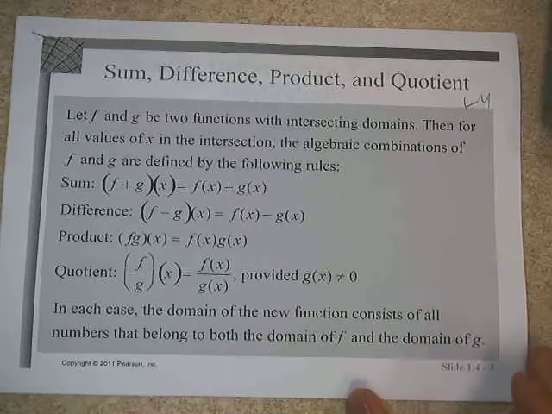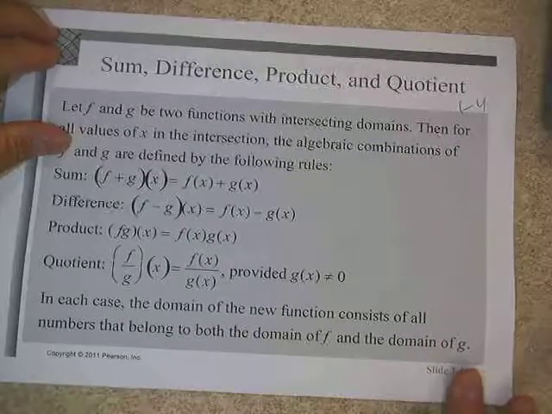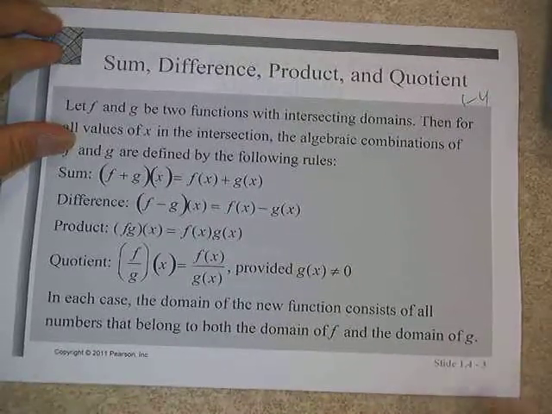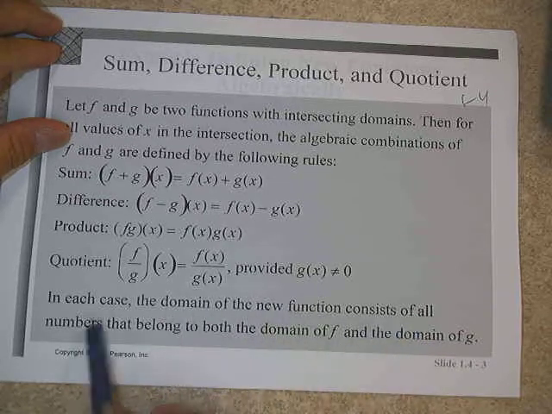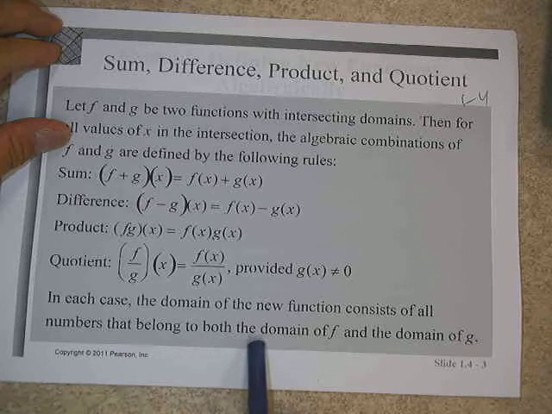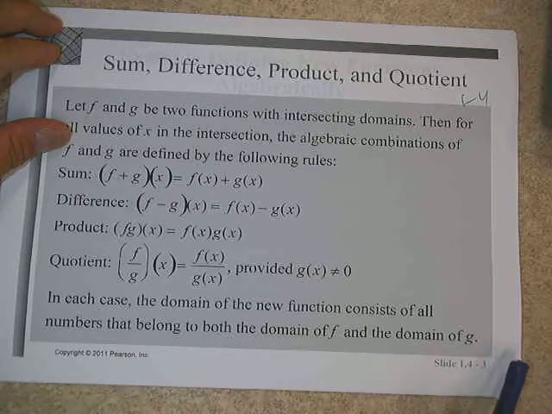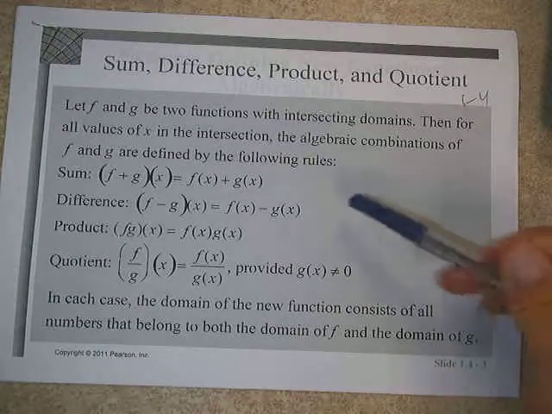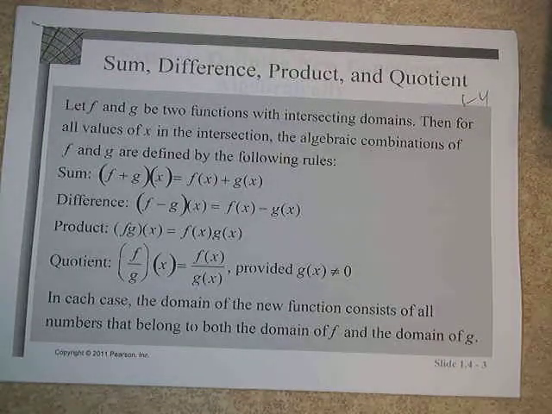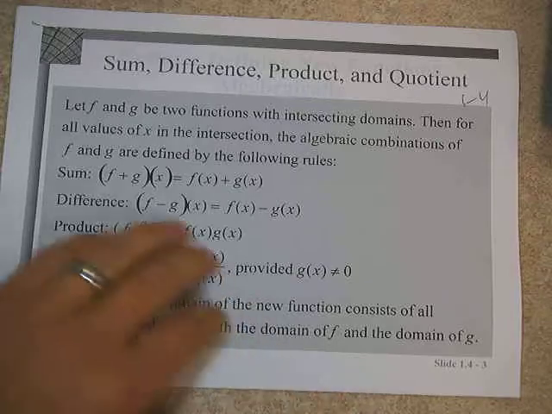Okay. All right. Besides being able to put functions together, which we're going to look at in just a minute, note here it says in each case the domain of the new function consists of all the numbers that belong to both the domain of f and the domain of g. Okay. So ultimately, we're going to be asked to put functions together in the following manners. Okay, and then we're going to be asked for what is the domain of the result. Okay, so that's what our work is going to look like.